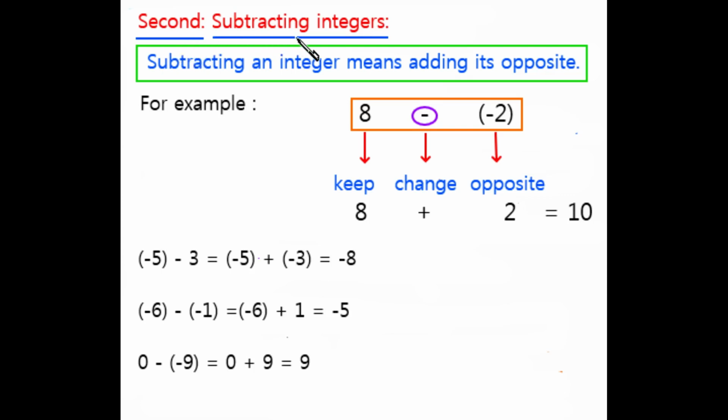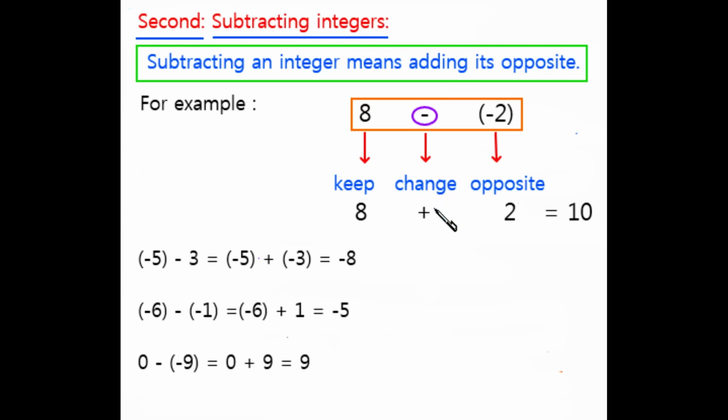Second, subtracting integers. Subtracting an integer means adding its opposite. For example, 8 minus negative 2. At first write the first number. Keep and write the first number. Change the sign.